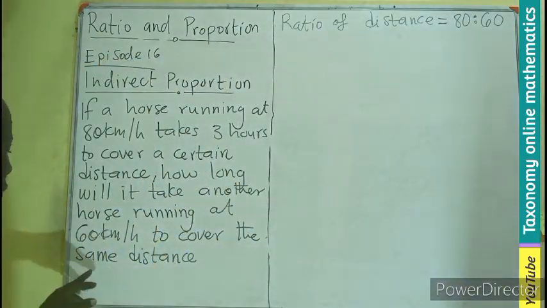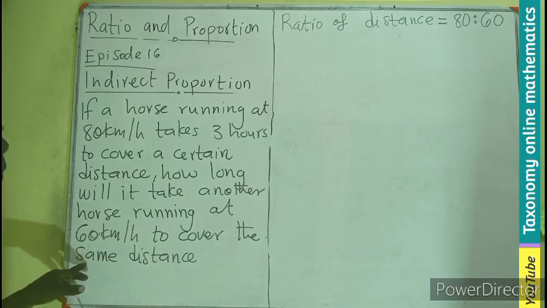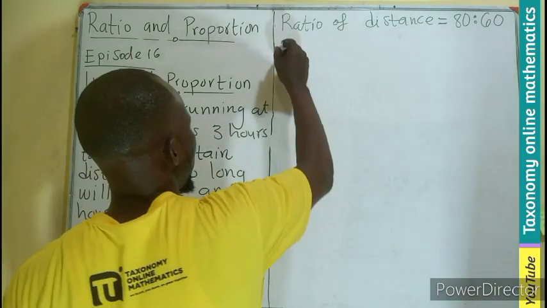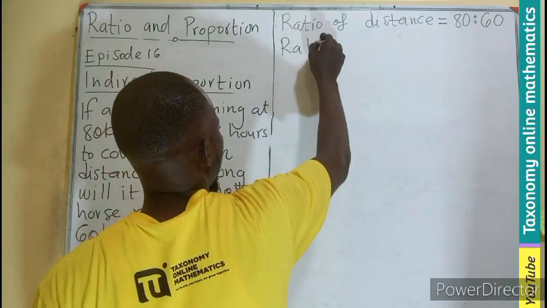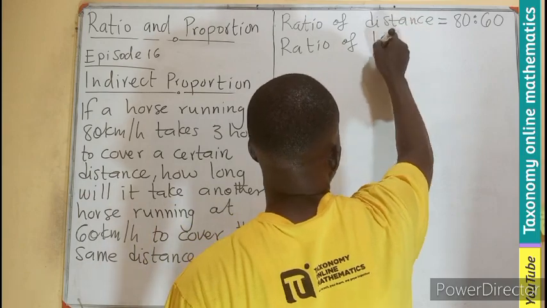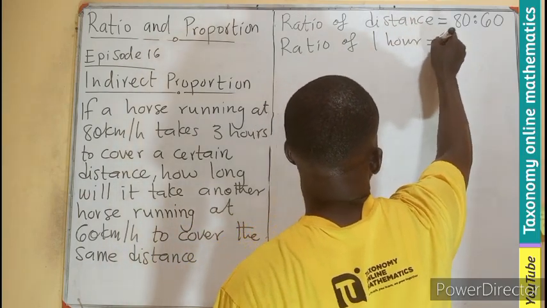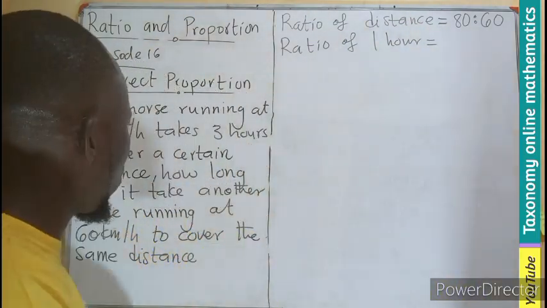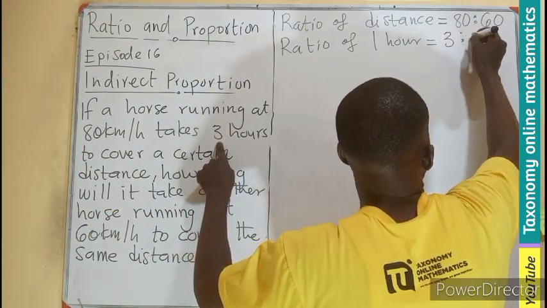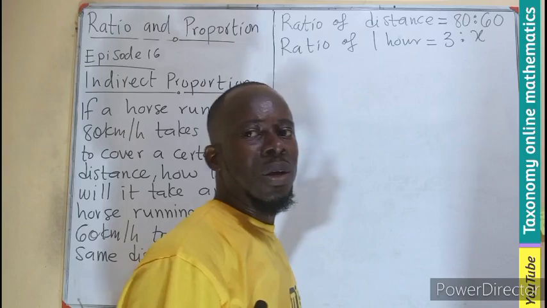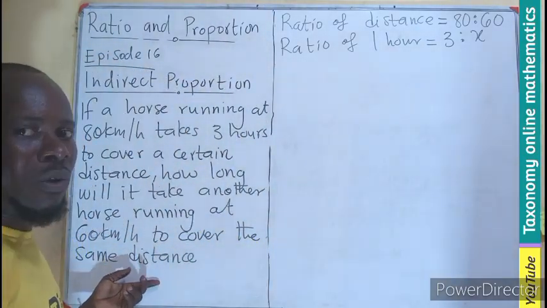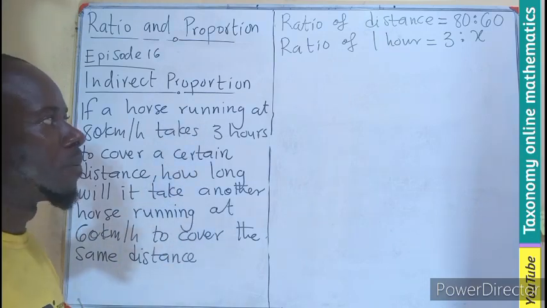Then let's find the ratio of the next one, which is going to be in time. So the ratio of time, in 1 hour, we can use that. What is the ratio? The first one is 3 hours. The second one is what we are asked to find. We don't really know the time. So we want to find the time that the second horse will take to complete the same journey.